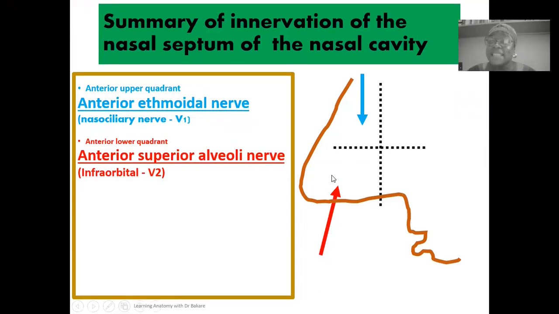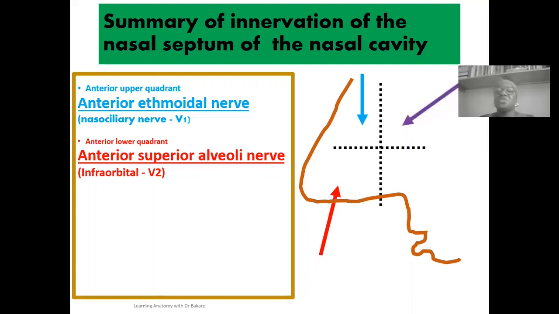So you can see that the anterior region of the nasal cavity, both the lateral wall and also the nasal septum, are supplied by branches from the same nerve. If you look at the previous slide, where we tried to highlight the innervations of the lateral wall of the nasal cavity, the anterior quadrant, which includes the anterior upper and the anterior lower quadrant, are being supplied by the same nerve as the nasal septum as presented on this slide. So they are innervated by the same nerves, both the lateral wall and also the nasal septum of this region.